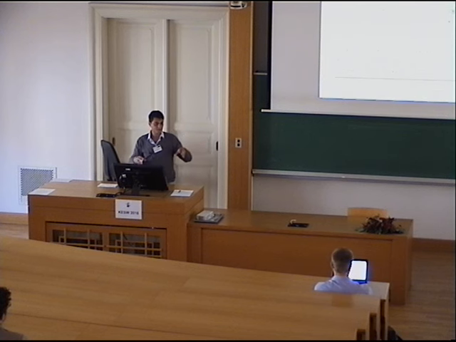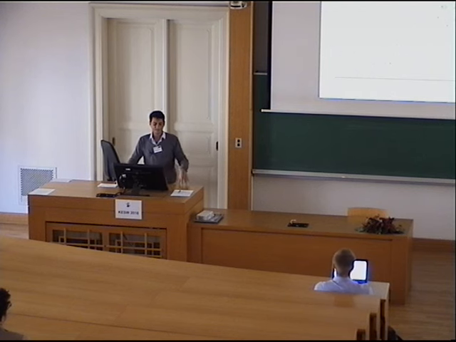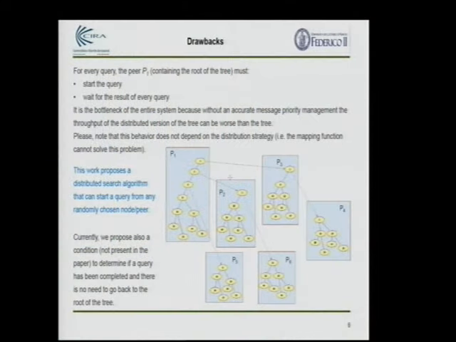This communication with messages is independent of the mapping of the nodes and peers. The only thing that is important is to preserve the links of the original tree. Drawbacks: as we can see, the peer that contains the root is the bottleneck of the entire system, because it starts every query and it waits for the results of every query. And in our trials, we see that the performance of such a data structure can be worse than the tree based on a single peer. So we need another strategy to perform the query over a distributed tree.